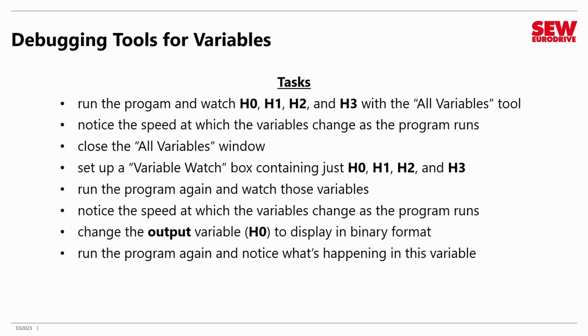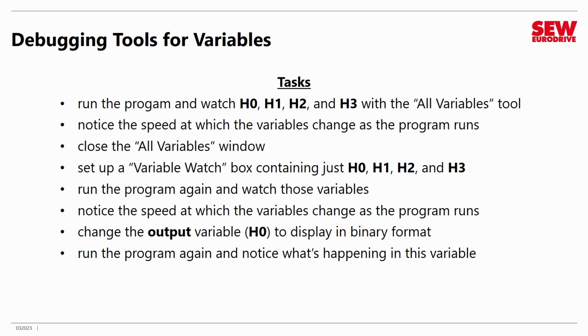Notice the speed at which they change as the program runs. And then once you've done that, stop the program, close the All Variables window, and set up a variable watch window containing just those 4 variables, H0 through H3. Run the program again and watch it update, and compare the speed. Notice how the speed changes when you just look at 4 versus all 1024. And then change the output variable H0 to display in binary format, and watch the bits changing in binary. I think you'll find that interesting.